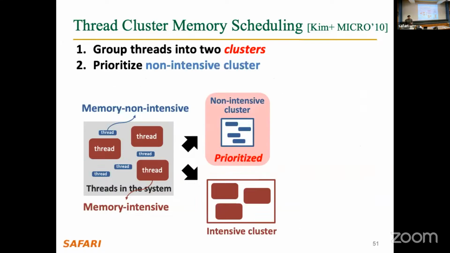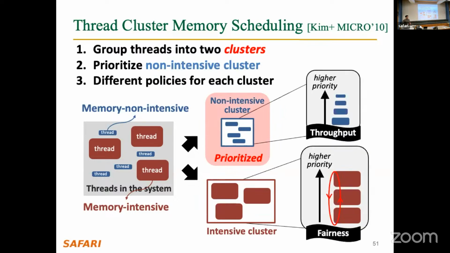And once we have these two clusters, we want to prioritize the non-intensive threads over the intensive threads. This is good for throughput. And we will apply different policies to decide which requests to schedule inside each cluster. And at a high level, we want to give higher priority here in the non-intensive cluster to threads that are less memory intensive, as you can see here. And we will do some sort of shuffling in the memory-intensive cluster.